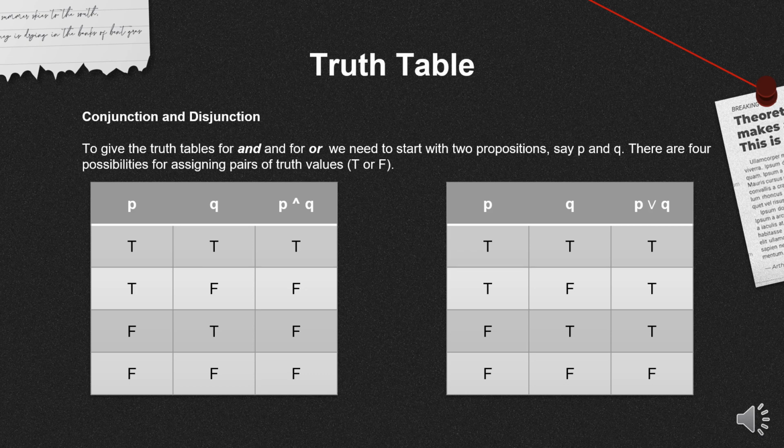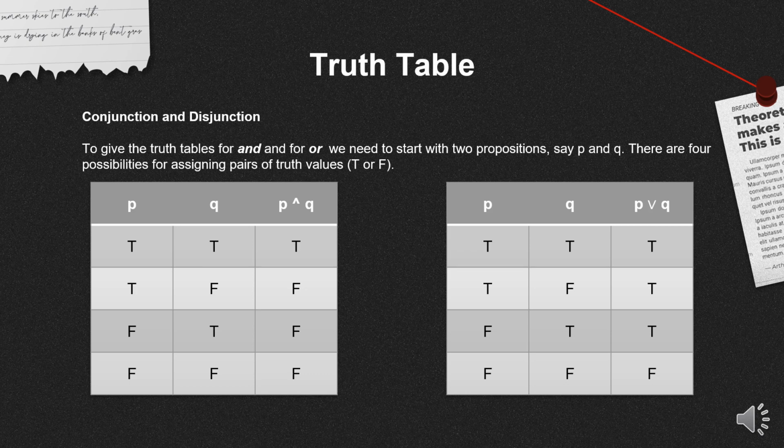Talk about conjunction and disjunction. To give the truth table for and and for or, we need to start with two propositions, say p and q. There are four possibilities for assigning pairs of truth values, true or false. So if you see the table on my left side, we have p and q, where p is true and false, while q is true false and true false. If you connect those two variables p and q with and, if both of them are true, then the result will be true. But if either of them is false, then the result will be false no matter what.